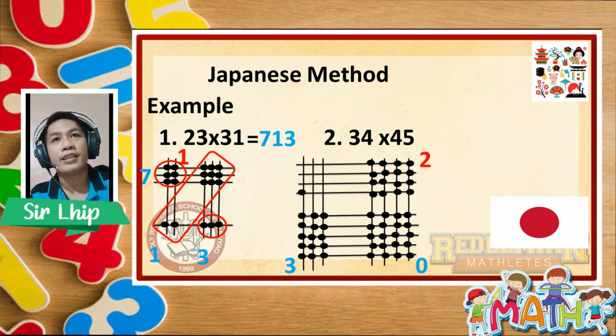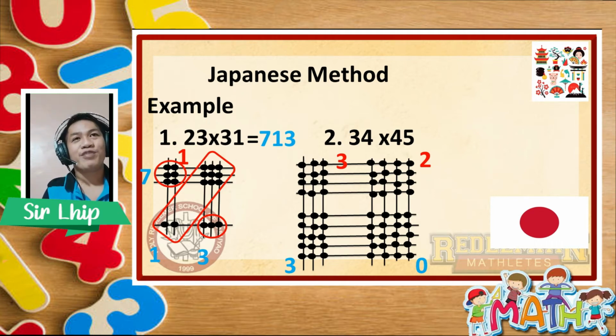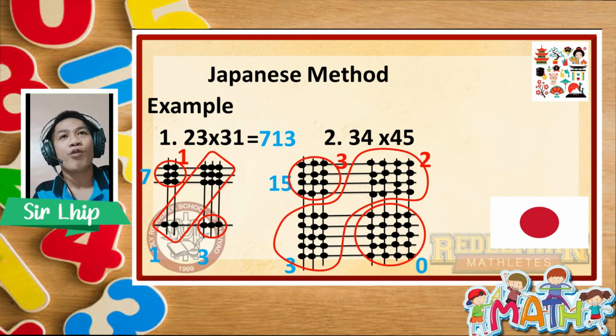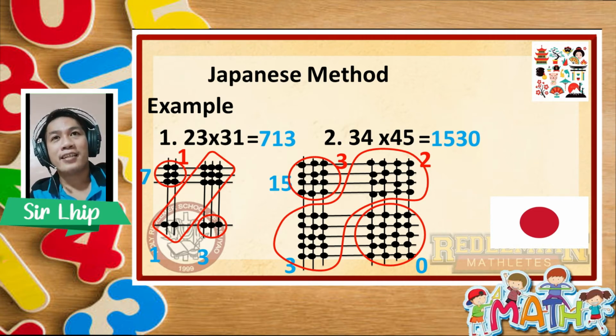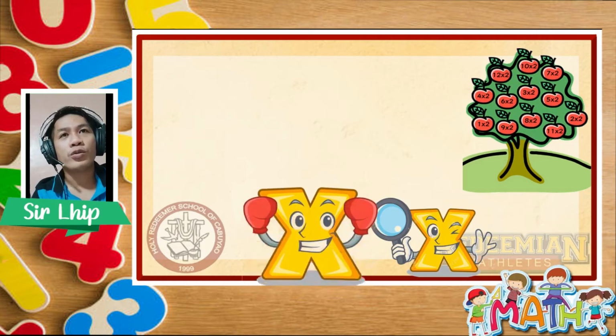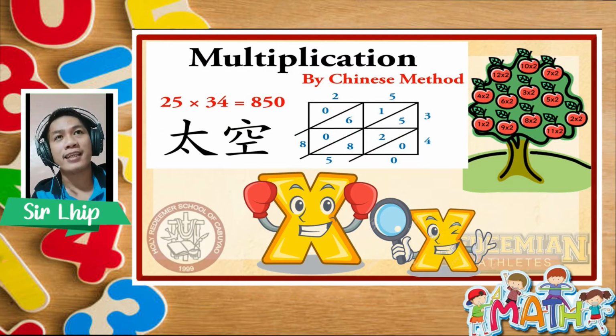The last upper side is 1, 2, 3, up to 15. Thus, the product of 34 times 45 is 1,530. Another technique or way of multiplying numbers is multiplication using the Chinese method or Lattice method.